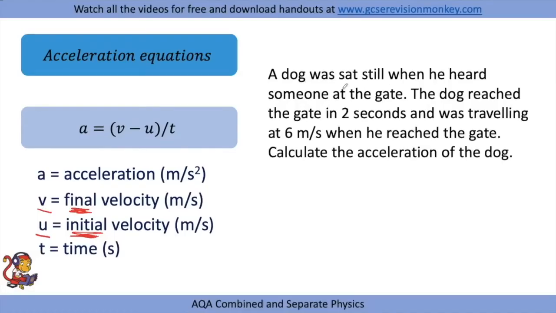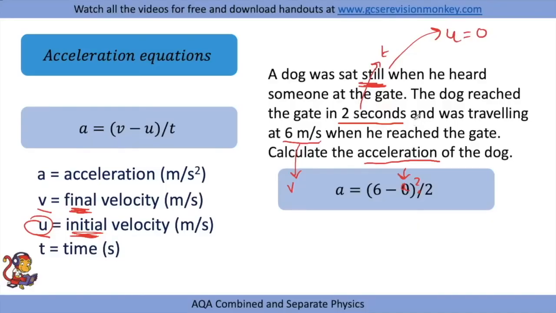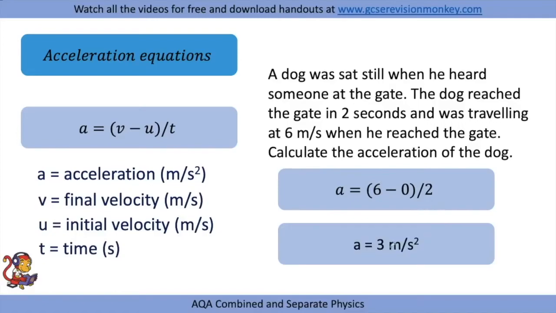Let's have a look at this question. A dog was sat still when he heard someone at the gate. The dog reached the gate in 2 seconds, so that is going to be our time, and was travelling at 6 meters per second when he reached the gate. So this is our final velocity. Calculate the acceleration of the dog. Calculate a. So the other bit we need is u. We need the initial velocity, so you need to read the question very carefully. It says a dog was sat still. So this implies that the dog was stationary, therefore that is our starting velocity, which was 0. So then we can do 6 minus 0, so v minus u, divided by the time, which is 2, and our acceleration would be 3 meters per second squared.